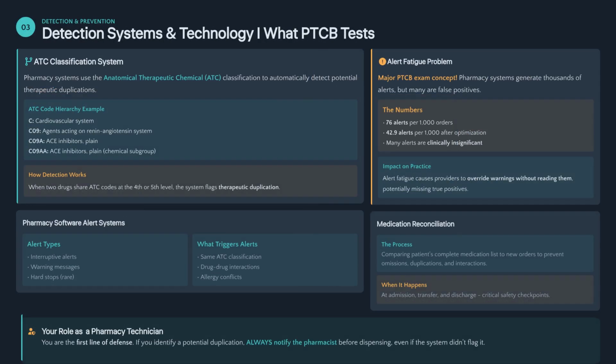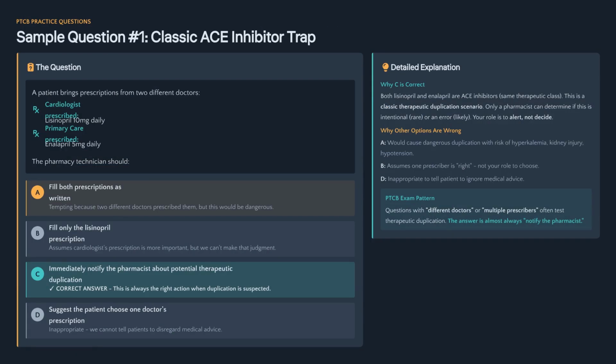Detection systems use the Anatomical Therapeutic Chemical, or ATC classification system, to flag potential duplications. Be aware of alert fatigue, which can cause providers to miss critical warnings. Your role is to notify the pharmacist before dispensing. In this classic ACE inhibitor trap, a patient has prescriptions for lisinopril and enalapril from different doctors. The correct action is always C. Immediately notify the pharmacist about potential therapeutic duplication.